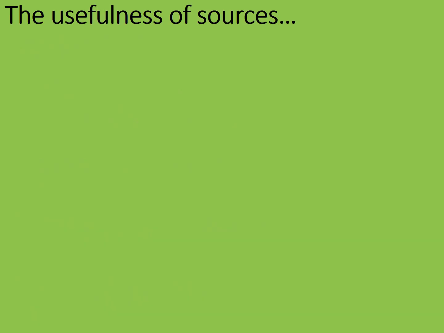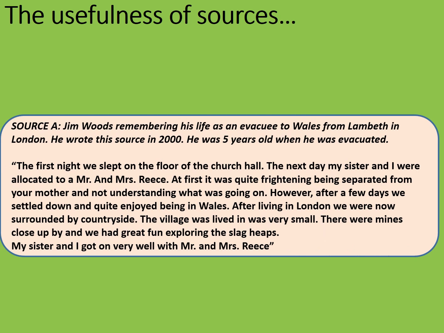We're now going to consider the experience of evacuees. But to do this, we're going to consider the usefulness of sources too. Let's have a look at our first example. Source A is a recollection of a man called Jim Woods, remembering his life as an evacuee to Wales from Lambeth in London. He wrote this source in the year 2000. That would have been about the 60th anniversary of him being moved away. He was 5 years old when he was evacuated and would have been recording this at the age of 65.